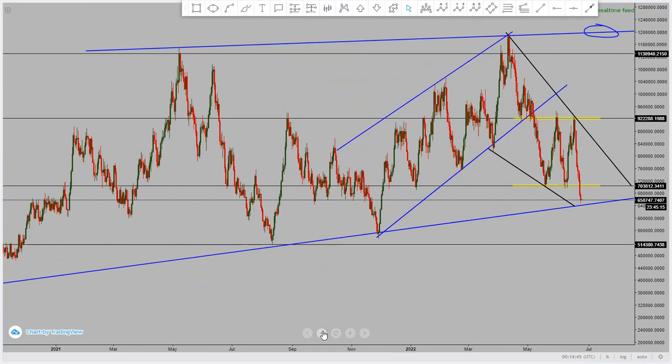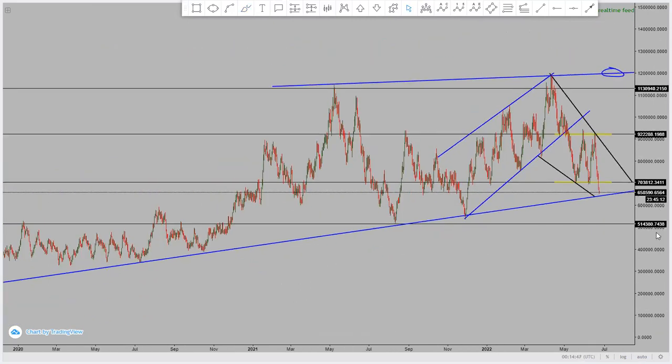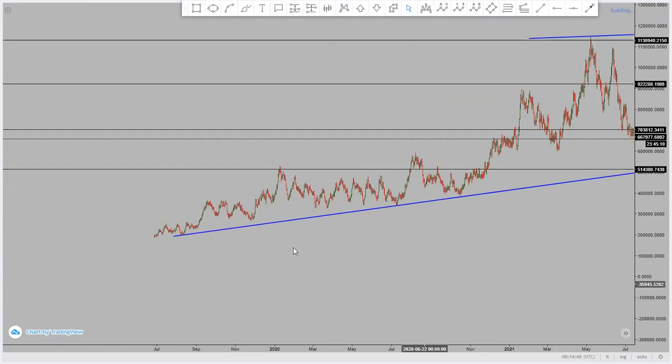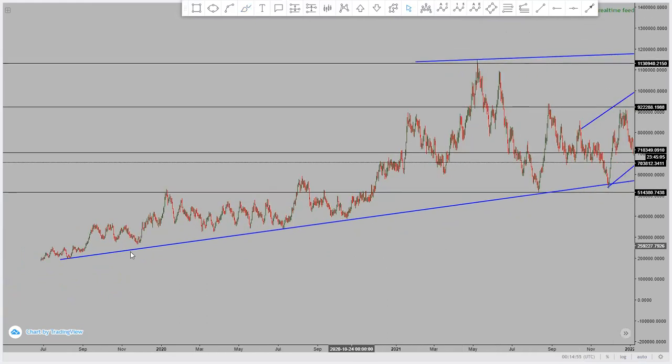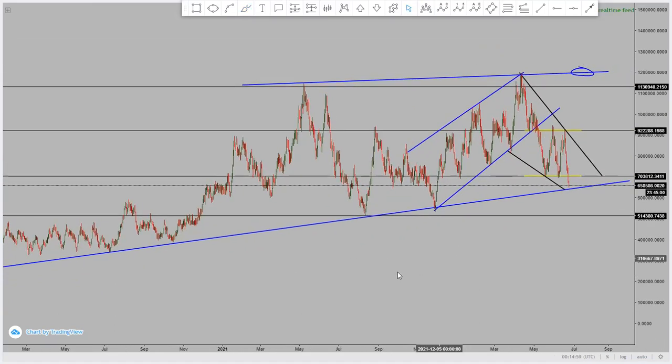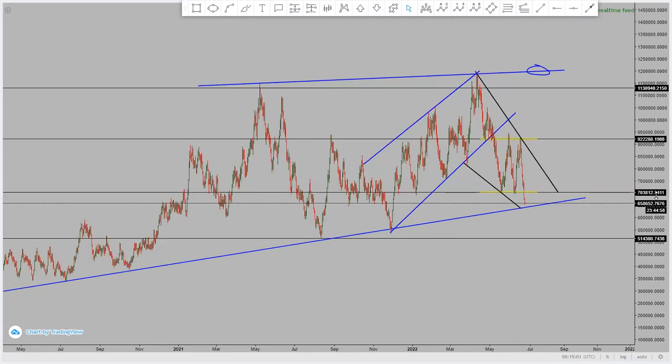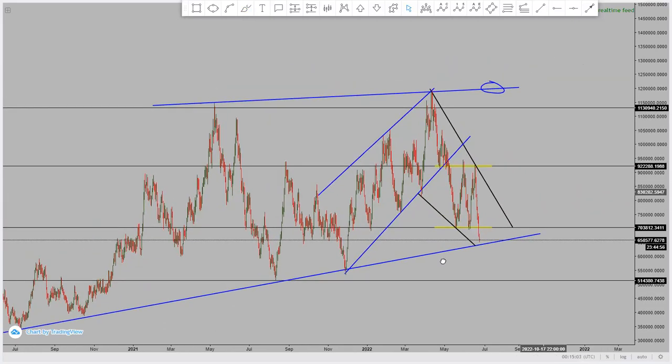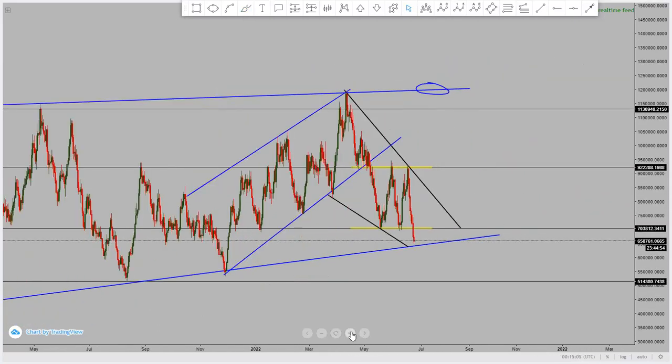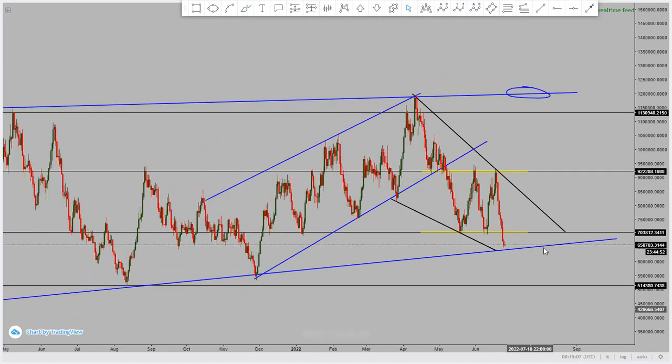Then at the bottom, I identified that I have a major trend line from the bottom. Touch there, touch there, touch there. This is a major trend line ever since VIX was launched. This is a major trend line at the bottom. So price is almost there now. Price is almost there on that major trend line.